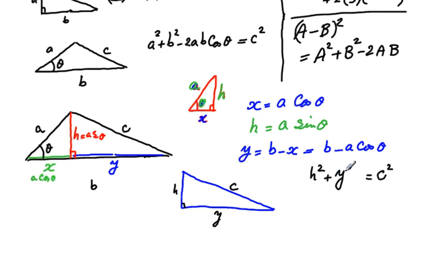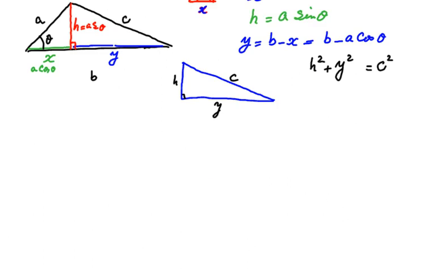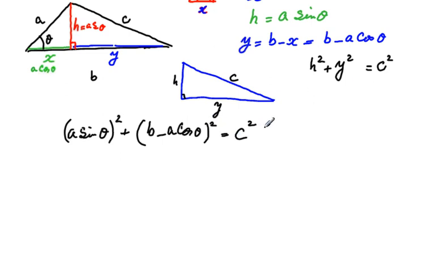Yeah, very good. Now all we have to do is take H and Y from what we have here, plug it back here, do the squaring, and do a cleanup. That's all. So I go ahead. You help me out here. Instead of H, what should I write? A sine theta. That whole thing has to be squared. Instead of Y, what should I write? B minus A cosine theta. That has to be squared. Then that is going to be C squared by the Pythagorean theorem.